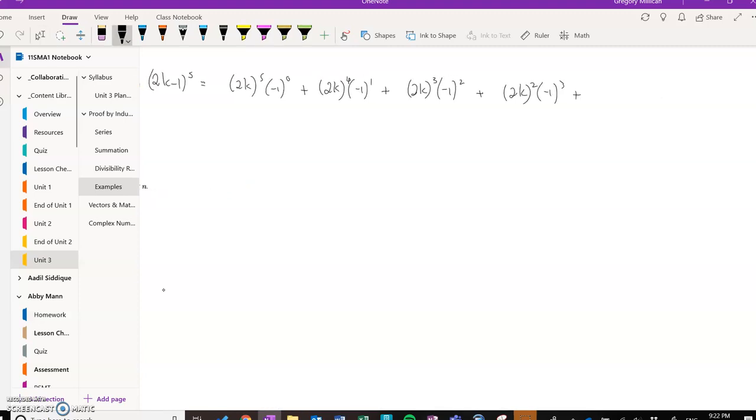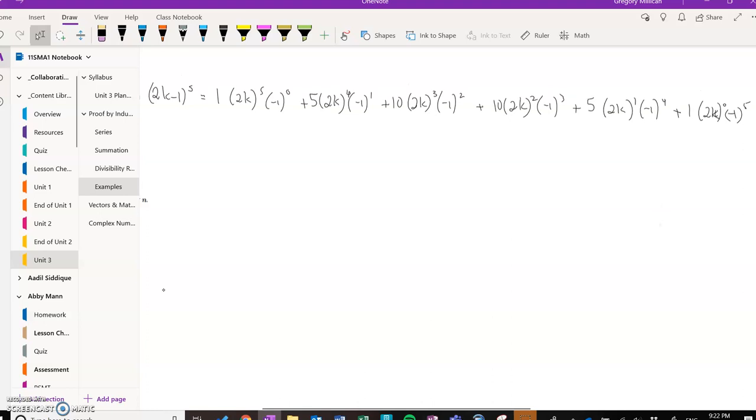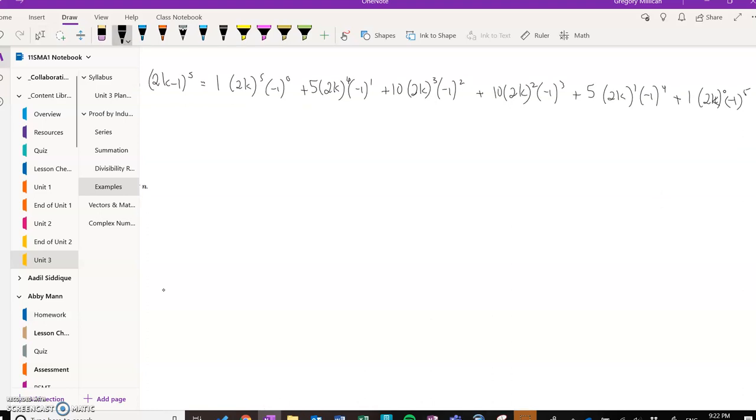plus, and you notice I'm leaving a gap deliberately because I haven't done the coefficients yet, 2k to the power of 1 times negative 1 to the power of 4, plus 2k to the power of 0 times negative 1 to the power of 5. Now, the coefficients from the fifth row of Pascal's triangle are 1, 5, 10, 10, 5, 1. If you remember from our work with combinations, that was 5C5, 5C4, 5C3, 5C2, 5C1, and 5C0 to get those coefficients.